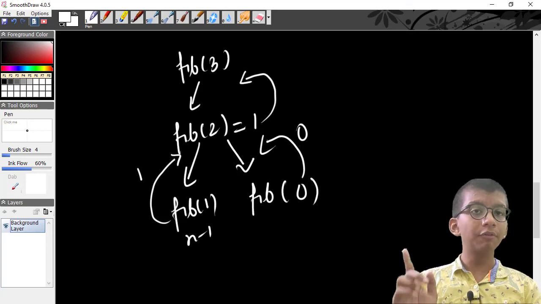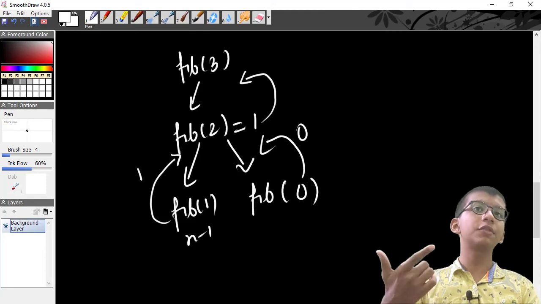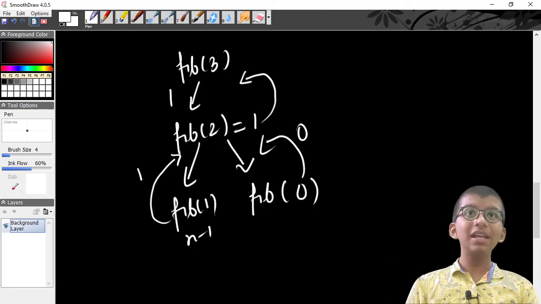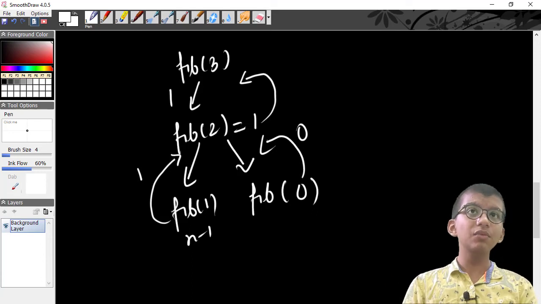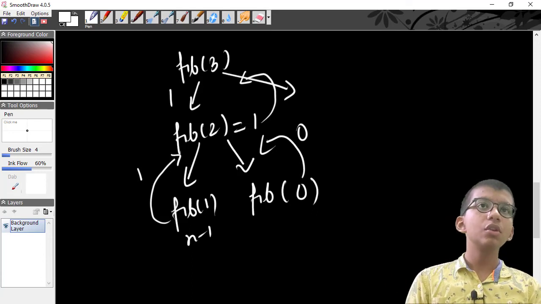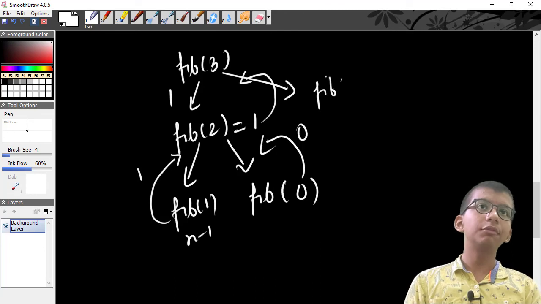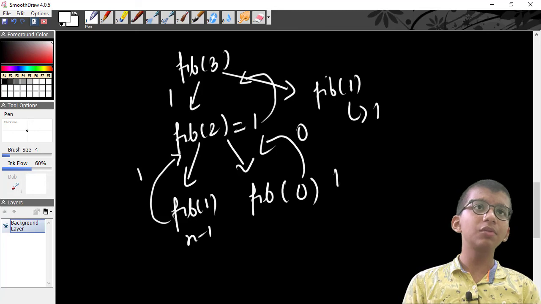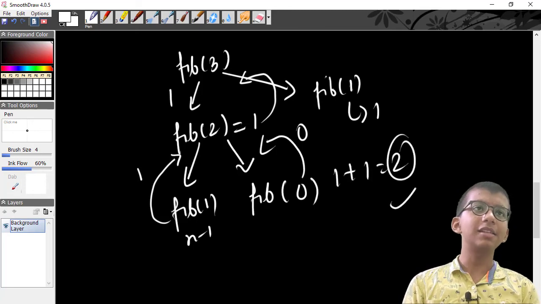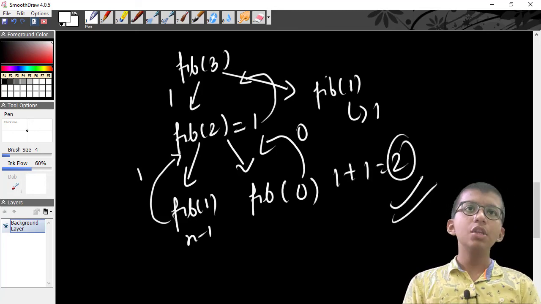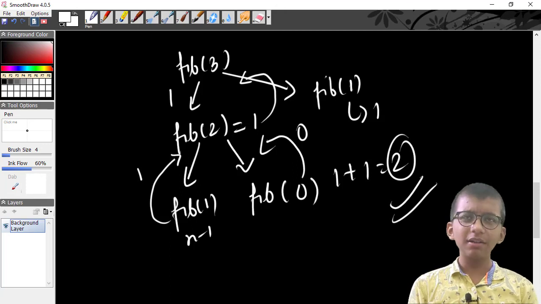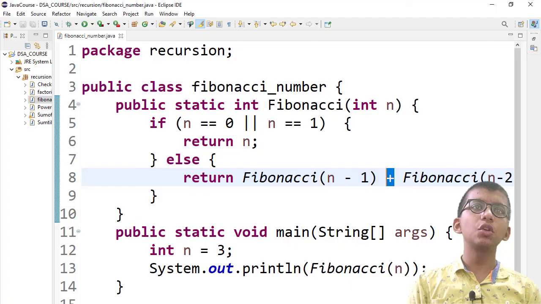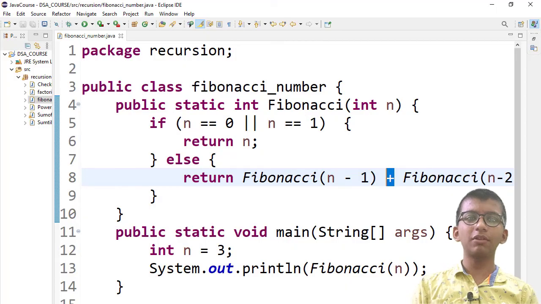Fibonacci of 3 was waiting for Fibonacci of 2, so it gets 1. Now it has called n minus 1, and now it will call n minus 2. So Fibonacci of 1 is the base case, so it will return 1, and 1 plus 1 equals 2, and this is our answer. Okay, so again we have a good understanding of the Fibonacci series, and I hope you will be able to solve any kind of problem based on it.